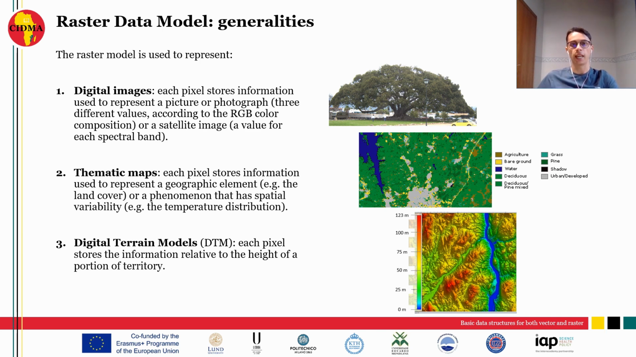Lastly, in case of digital terrain models, each pixel stores the information relative to the height of a specific portion of territory. The picture on the right shows examples of data that may be represented as a raster file. We have a digital image acquired with a digital camera, a thematic map showing the land cover in an area, and a DTM that shows the ground elevation of the territory.